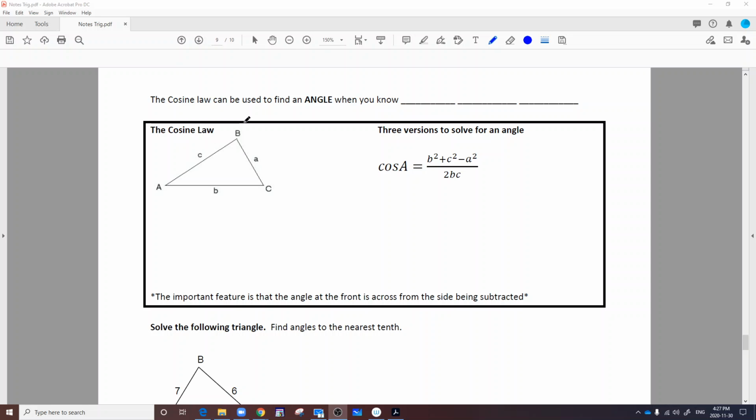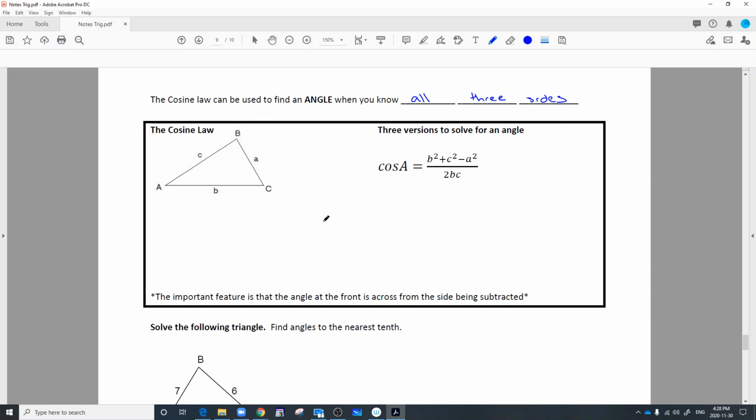So now we're going to move on from finding the side using the cosine law to how to find an angle. You're going to be able to find an angle using the cosine law when you have, I call it, side-side-side, meaning you need to know all three sides. Instead of writing side, side, side, I'm just going to put all three sides. So when all three sides are known, you can use the cosine law to solve for any angle.